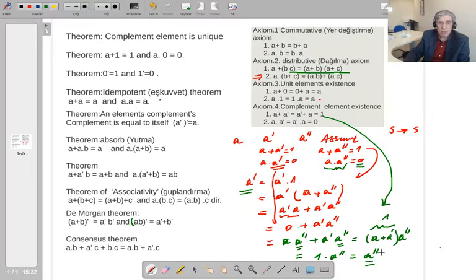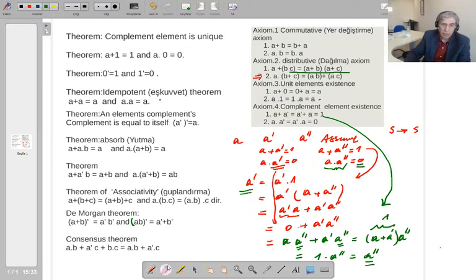What it means is, at the beginning I assumed that there are two different complements of A. A prime was different from A double prime. So I end up with a contradiction, saying that these two must be the same, equal. And then the conclusion: my assumption is wrong. My assumption was that more than one complement exists. That is wrong because of that contradiction. The opposite of it is true. Opposite means the complement is unique. So this is the proof of this first theorem.